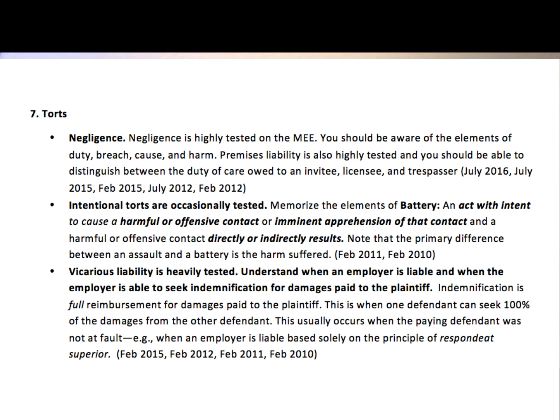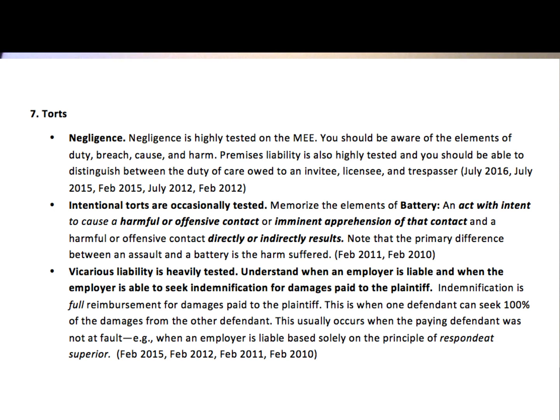Torts also sometimes tests intentional torts. They've tested battery, they've tested false imprisonment. I'd be well versed in how to define these intentional torts, know the elements, be able to state a battery is an act with intent to cause a harmful or offensive contact or imminent apprehension of that contact, and a harmful or offensive contact directly or indirectly results, or something to that effect, so that if you see an intentional torts question, the grader will be impressed by you.